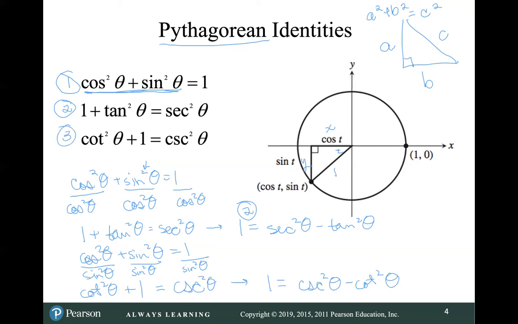So our third Pythagorean identity can also be written 2 ways. It's up to you which way it's easier to use. We will be using it in both forms.